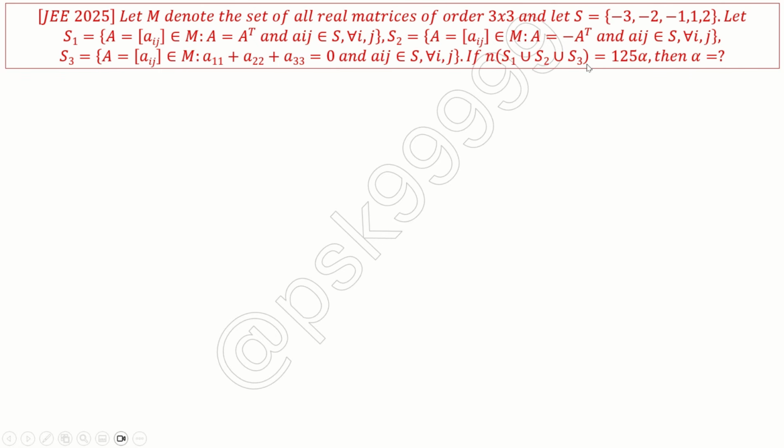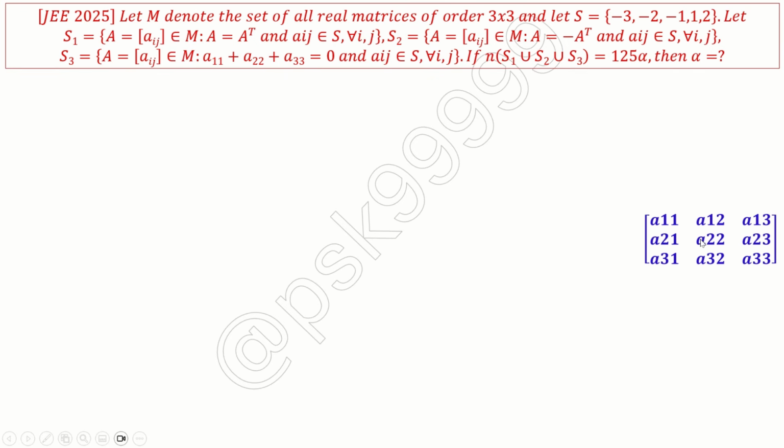They're not directly asking the number of elements in this union. They are asking, if it is 125 alpha, what is the alpha? So first thing is write the matrix here first, the elements. Then you will understand this problem very easily. So this is how the 3 by 3 matrix looks like: A11, A12, A13, A21, A22, A23, A31, A32, A33.